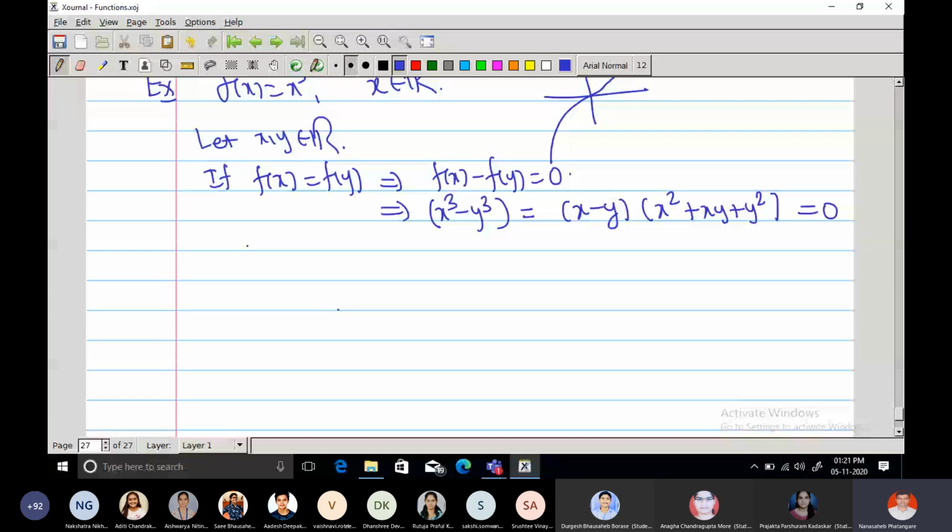That means x cube minus y cube is 0. That means the product of two brackets is 0, so x minus y is equal to 0 or x square plus xy plus y square is equal to 0. There are two possibilities. It may happen that x minus y is non-zero but the second factor is 0, but in that case we cannot declare that x is equal to y. So the product is 0, which means either the first bracket is 0 or the second bracket is 0. But there is no chance for the second bracket to be 0. Why?